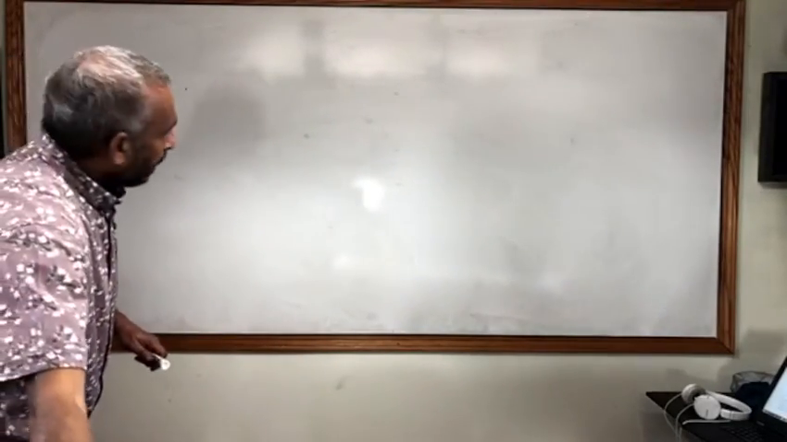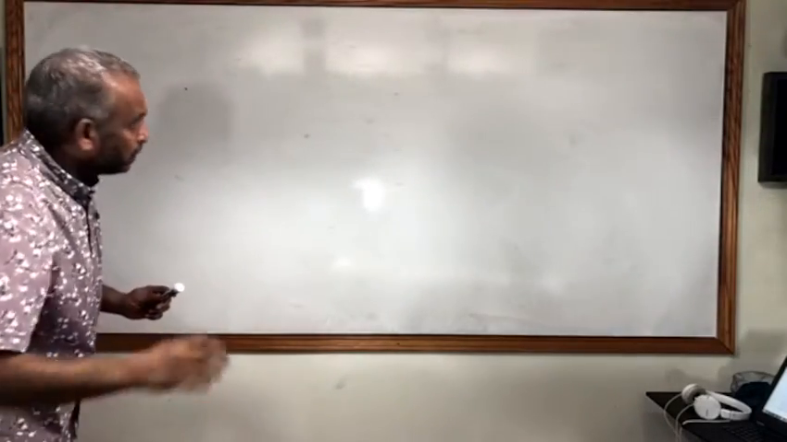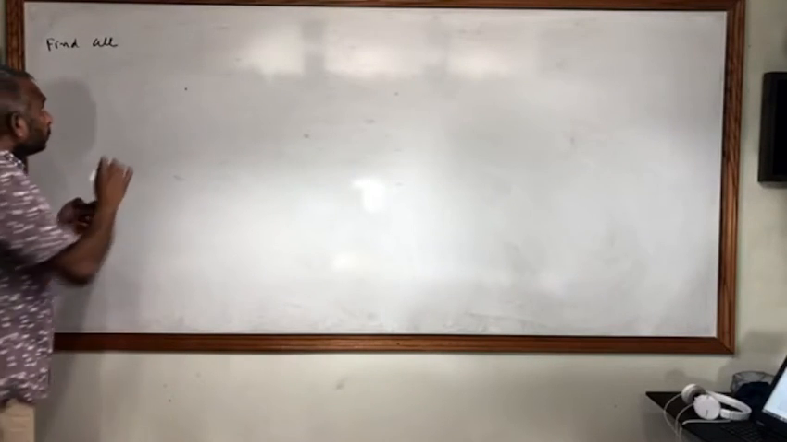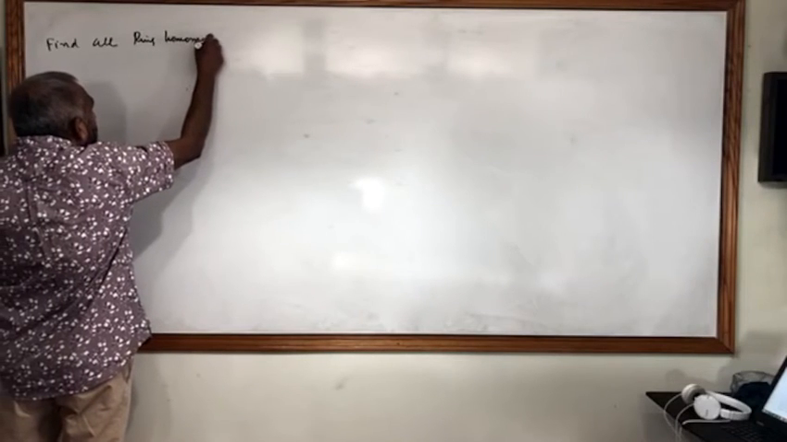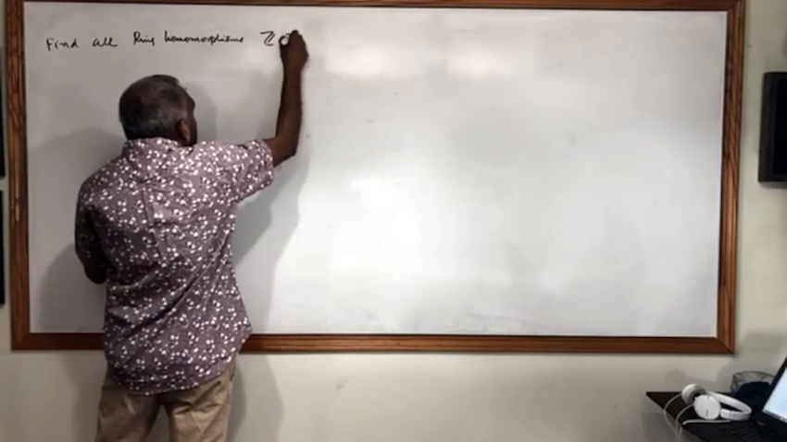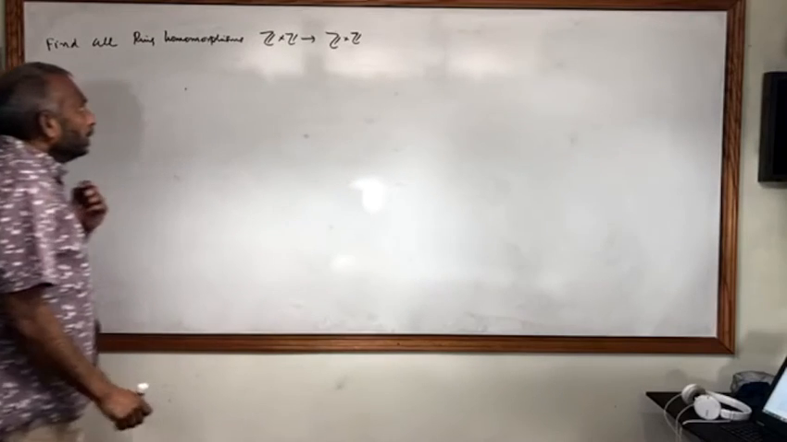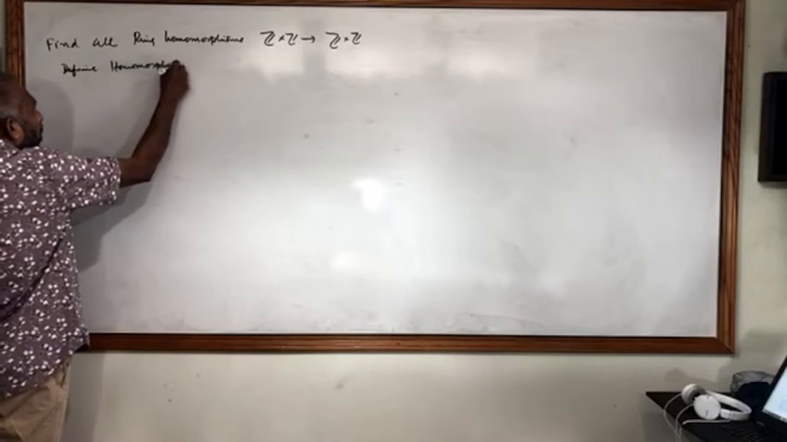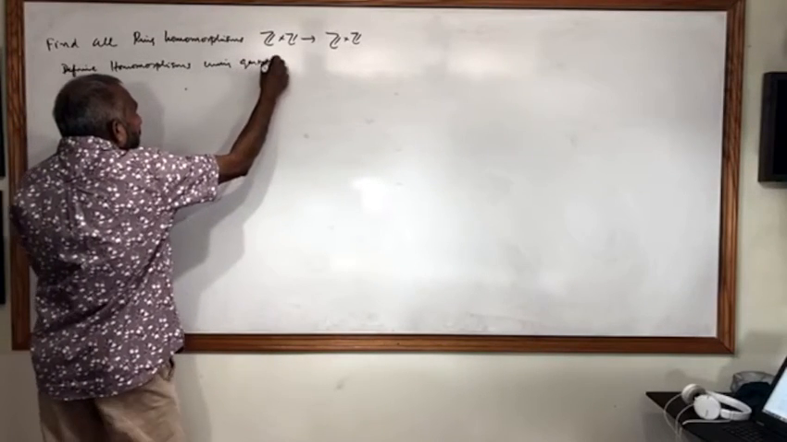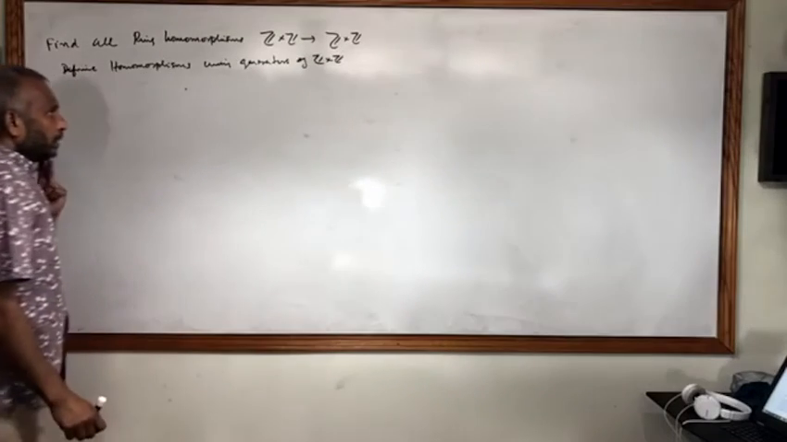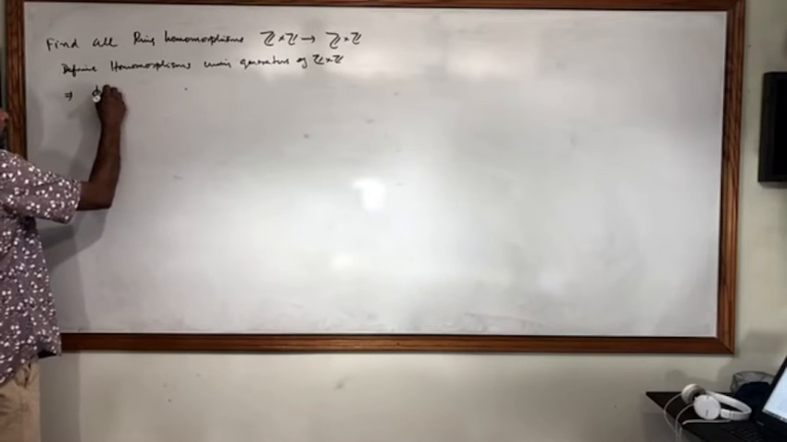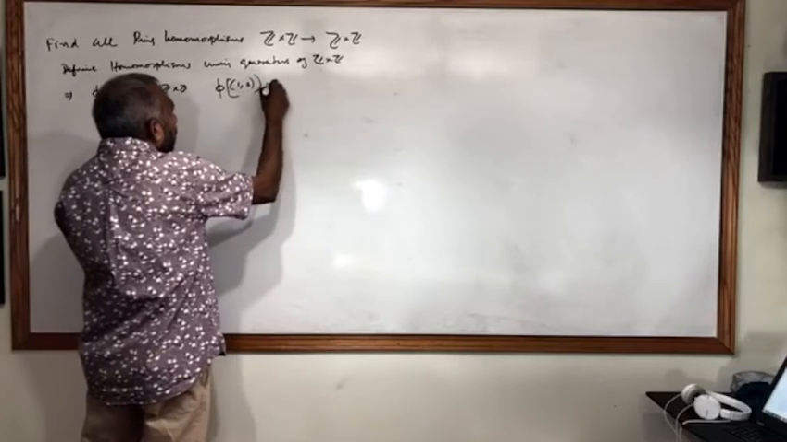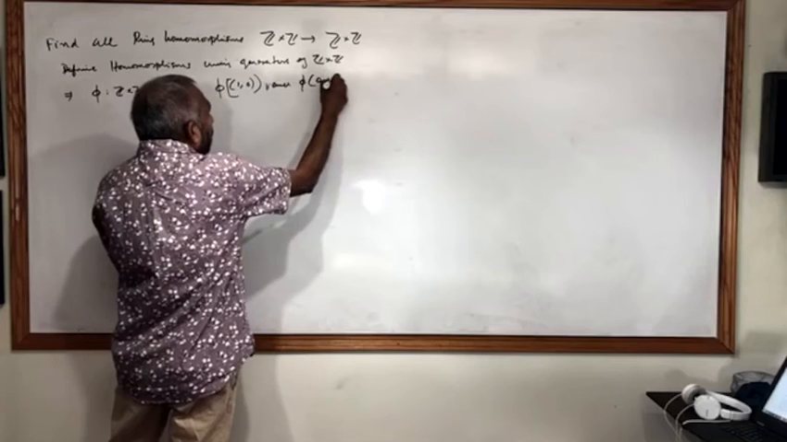Now let us find out the different homomorphisms from Z cross Z to Z cross Z. So find all ring homomorphisms from Z cross Z to Z cross Z. So define homomorphisms using generators of Z cross Z. That means you need to define phi from Z cross Z to Z cross Z by defining phi of (1, 0) and phi of (0, 1).